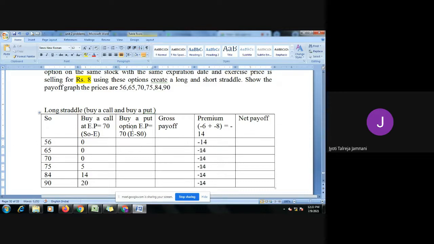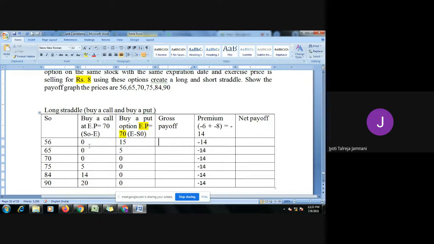Let's do put now. For put, we have to do exercise price minus S naught. So here 70 minus 56, there is a gain of 14 rupees. 70 minus 65, you have a gain of 5 rupees. 70 minus 70 is 0, and then 70 minus 75 is a loss. So we lapse the option whenever we have a loss. So all the prices above 70, we will have losses. So we are lapsing the option. So these are the gains.